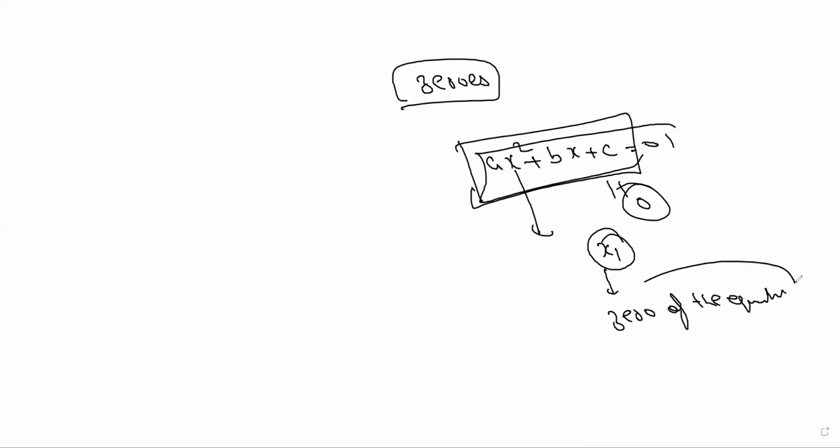Fine. If I'm substituting x2, let's suppose we are putting x2, and you are getting 0. So what are we going to tell? We're going to tell, sir, x2 is a zero of it. Now, what does the degree denote?